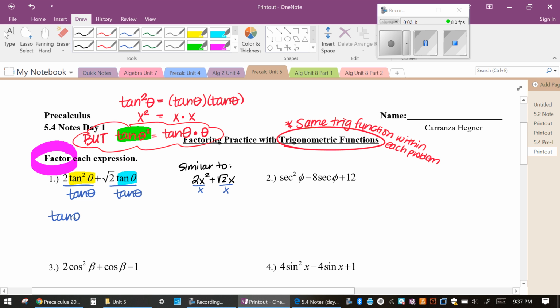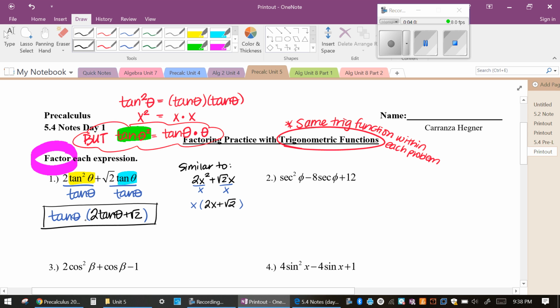What you take out goes in front, and then your remainders go in the parentheses. So I'd be left with a coefficient of 2. I had 2 tangents of theta, right? It was a quadratic. I took out 1 tangent, so that's tangent theta that's left. And then here, the tangents of theta cancel, and we're left with root 2. Similar to this, factor out the x that they had in common, and you'd be left with 2x plus root 2. You know that you're done factoring once you have linear terms as factors. So tangent of theta is a linear term because it's to the first power.